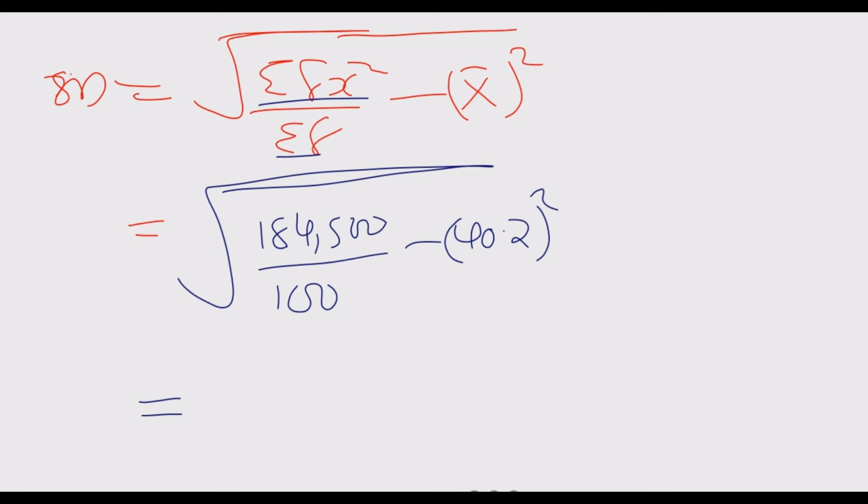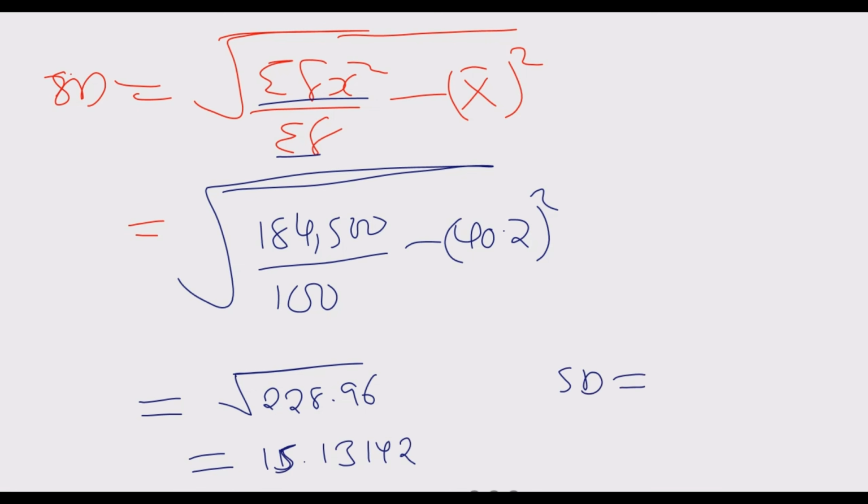We are going to end up with basically the square root of 228.96. When we find the square root of this one, we're going to end up with 15.13142. Then to three significant figures, the standard deviation is equal to basically 15.1 as our answer. So basically this is how you answer part A to get that 6 marks.